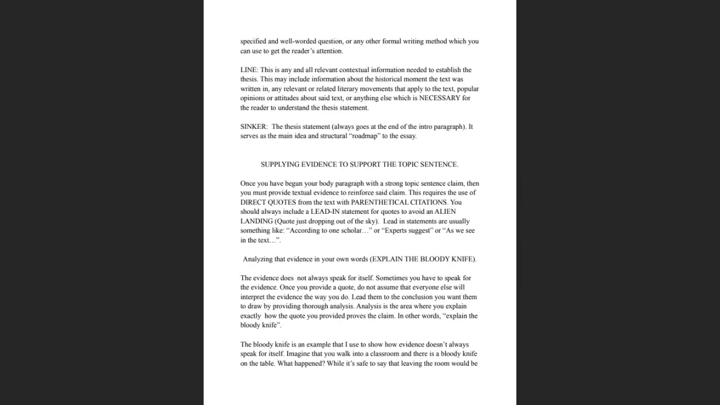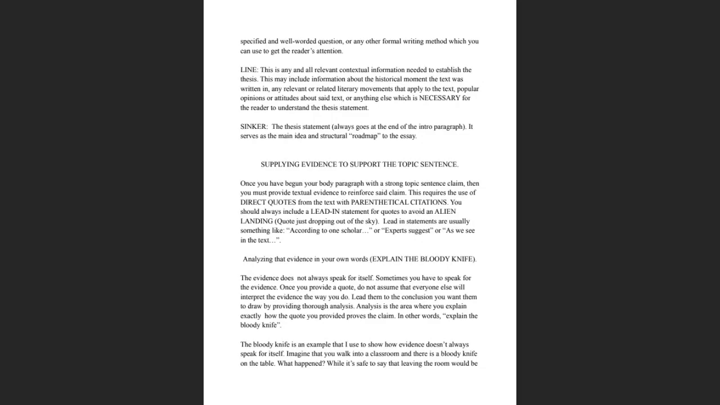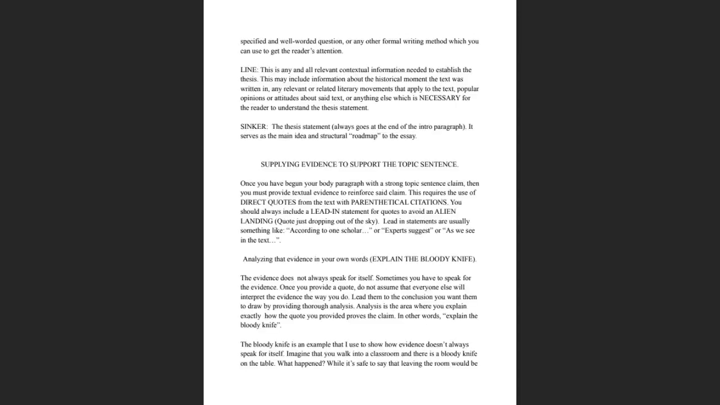So then, once you have the evidence in place, it's important to note that the evidence does not always speak for itself. And I have an example called "Explain the Bloody Knife," okay? And forgive me for the visceral nature of the image. Sometimes you have to speak for the evidence, okay? If you put the same evidence in front of two people, there's no guarantee that they'll draw the same conclusions from it. That's kind of the problem with the truth, right? Sometimes we need to explain the framework you're supposed to understand the evidence in so that you can draw the right conclusions about what it means.